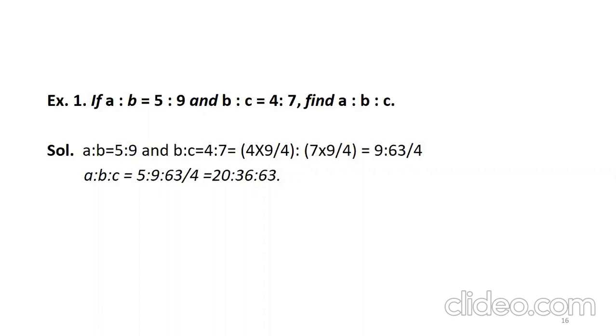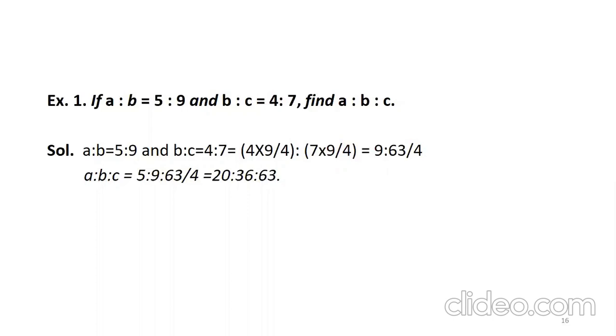So now we will try to make the second ratio 4 is to 7 into 9 is to something. How can we do this? 4 into what will give you 9? When we multiply by the fraction 9 by 4, we will get the term 9. In the same way, we multiply the whole second ratio, B is to C, that is 4 is to 7, by 9 by 4.